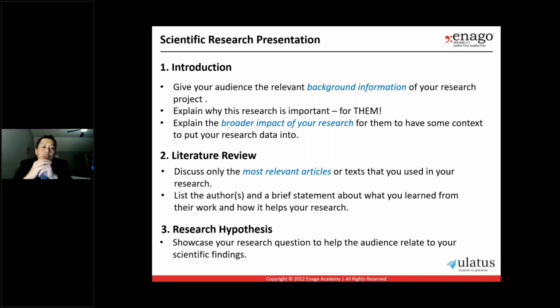And then you do a literature review, but again, keep it simple. Only the most relevant articles must be used. And you list the authors in a brief statement about what you learned from their work and how it helped get your research going. And like any application, it's good to state your research hypothesis so people know what you're trying to find. Okay, they help the audience relate to your scientific findings.